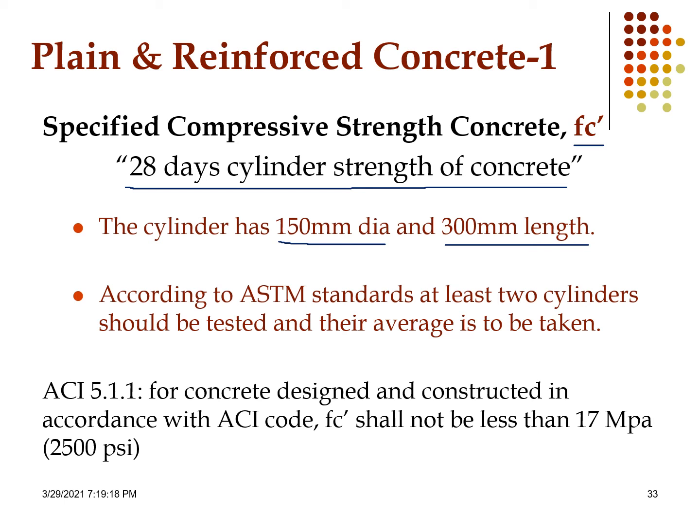According to the ASTM standard, at least 2 cylinders need to be tested and their average needs to be taken. According to the ACI code, for concrete designed and constructed in accordance with the ACI code, compressive strength should not be less than 17 megapascal or 2500 pounds per square inch.